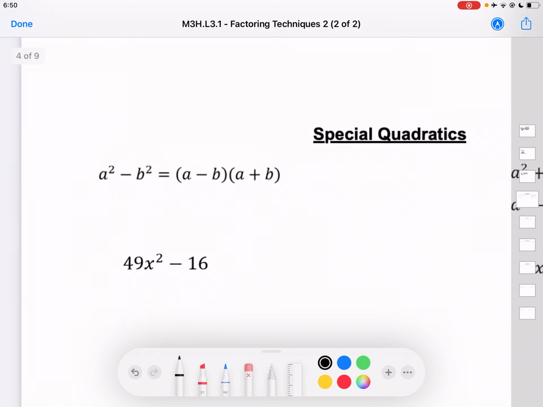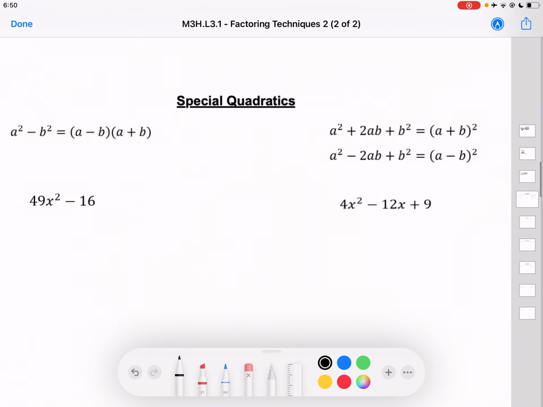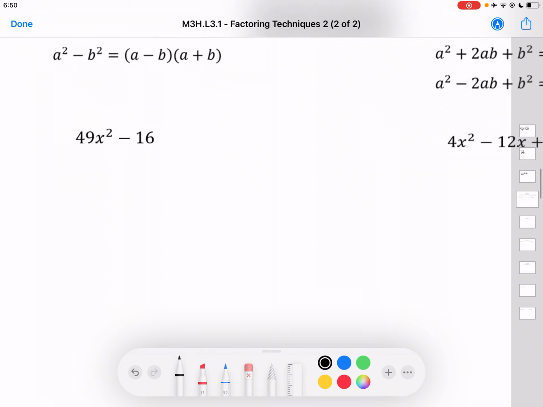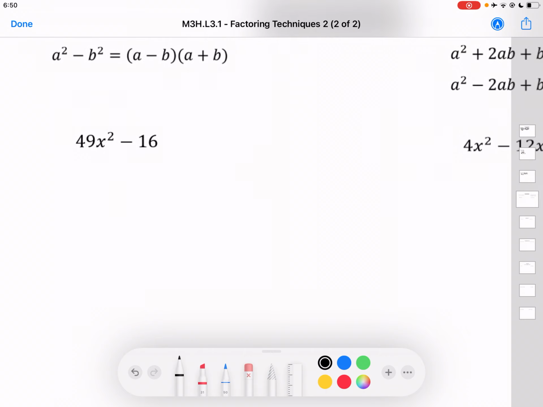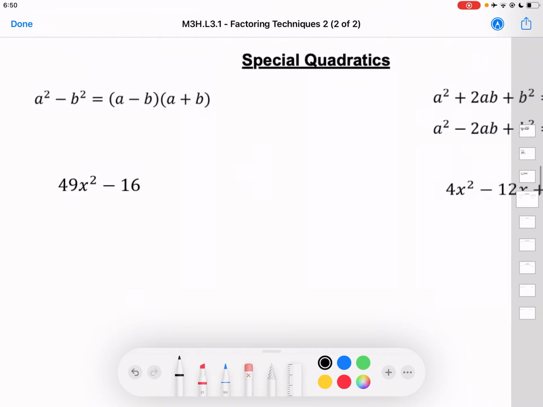All right, let's talk about some special quadratics, and then we're actually done with quadratics on this discussion. So some special quadratics out there are difference of perfect squares. So you'll notice it has to have a minus sign, and both your a and your b term have to be perfect squares. So there has to be a number that you can square to get there. So 49 is the same thing as 7 squared. 16 is the same as 4 squared.